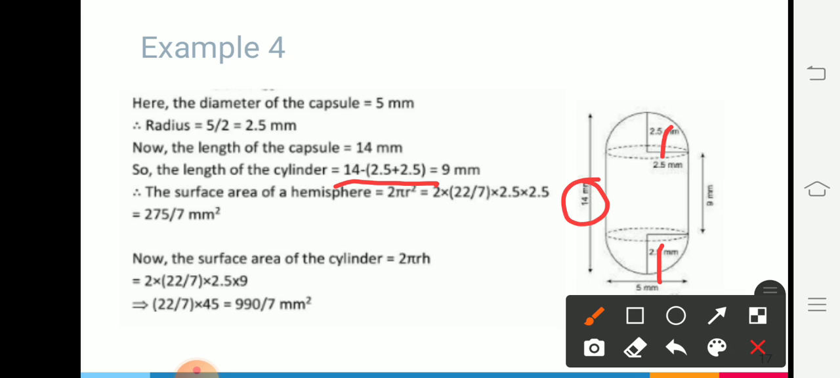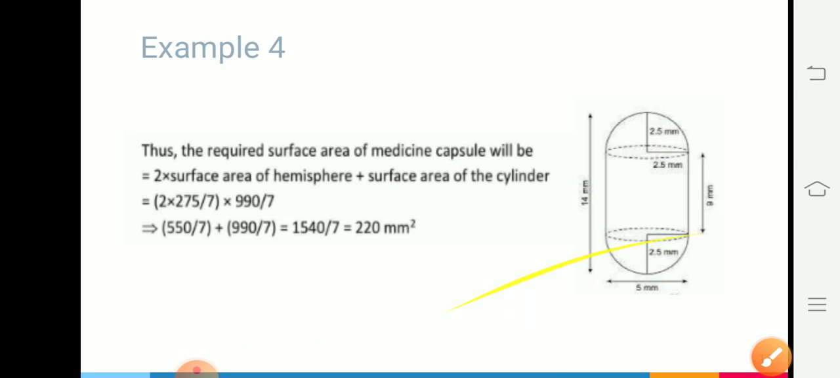So for the surface area of the hemisphere, you use 2 pi r square. Using this formula, you get 275 by 7 millimeter square. And the surface area of the cylinder is 2 pi rh. So you get 990 by 7 millimeter square. So to get the surface area of the medicine capsule, you need to multiply the hemisphere's surface area by two and add to the area of the cylinder. So you get 220 millimeter square.